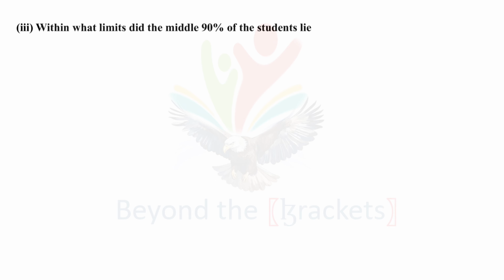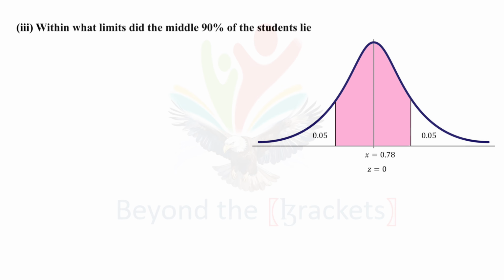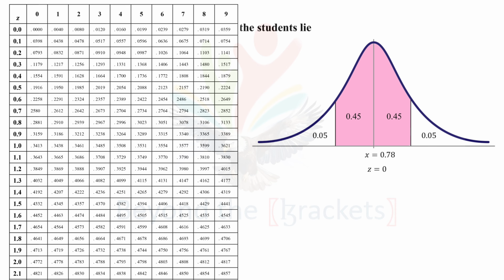In the third case, we need to find the limits within which the middle 90% of the students lie. Middle 90% is the central part of the distribution, leaving 5% on the left tail and 5% on the right tail. So the area in each tail is 0.05. The area from z is equal to 0 to z1 will be 0.5 minus 0.05, that is 0.45. Similarly, the area from z is equal to 0 to z2 will be 0.5 minus 0.05, that is 0.45. From the table, the area 0.45 corresponds to the z value 1.64.